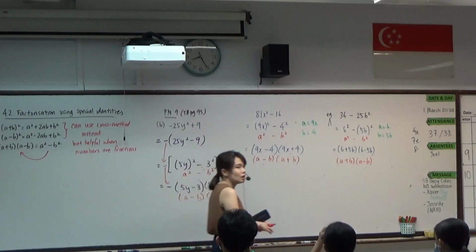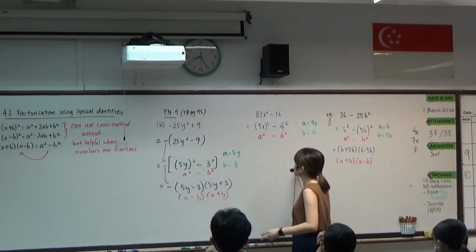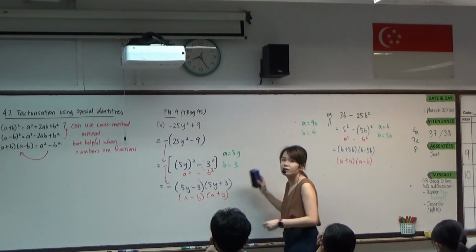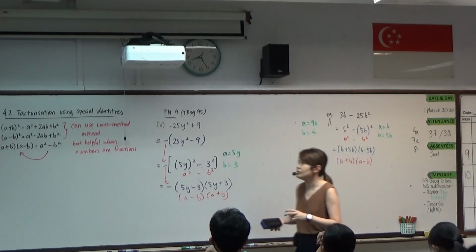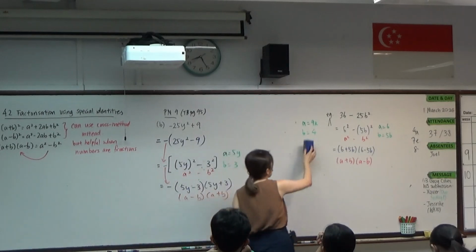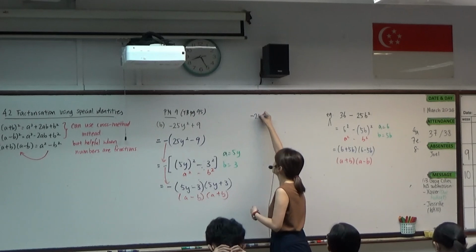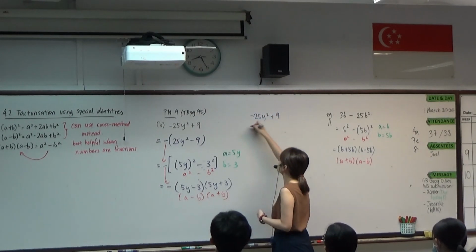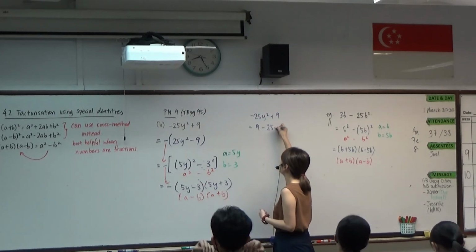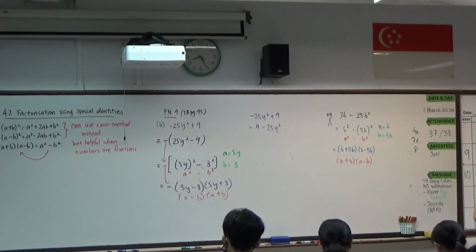Does anyone have an alternative? Yes, Kelly? Just flip it. Actually, that is an easier way out without doing the factorization, and that was to just rearrange the terms. Because we agree that negative 25y squared plus 9 is equal to 9 minus 25y squared, correct?